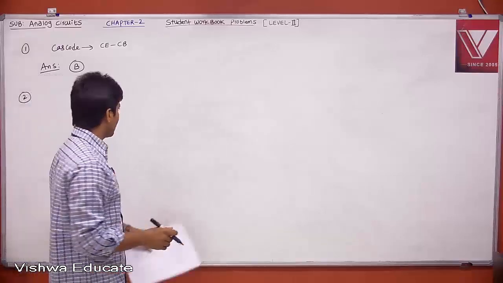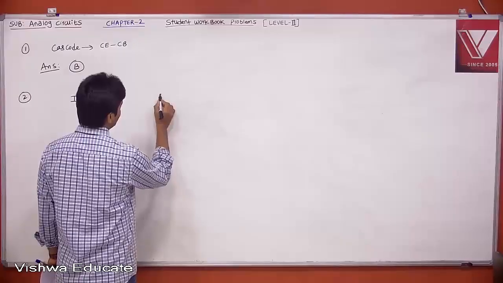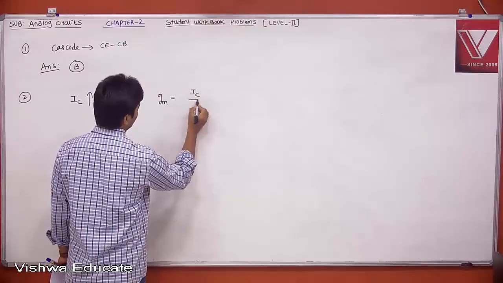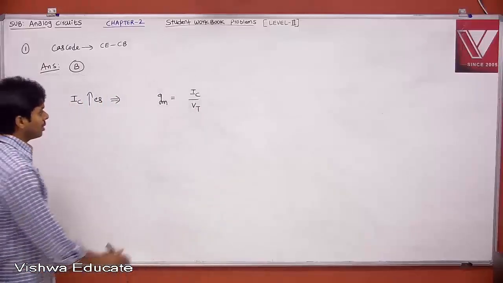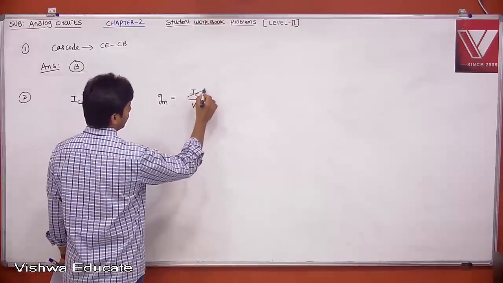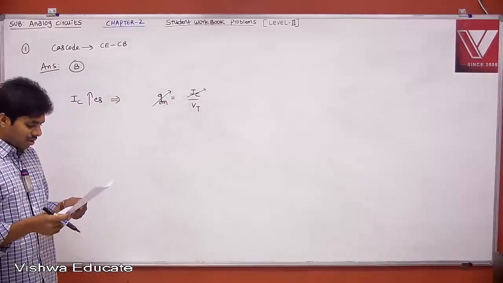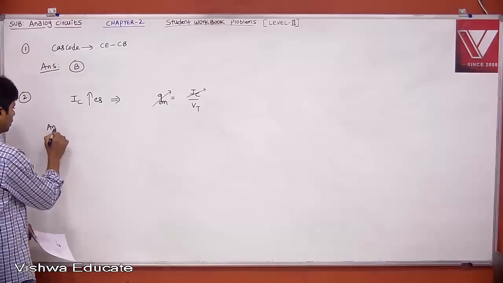You take common emitter amplifier or anything, then tell me what is your GM? Your GM is nothing but IC by VT, right? Therefore, if IC increases, then what will happen to GM? Your GM also will increase. Therefore, what is the answer? C. Answer is C.